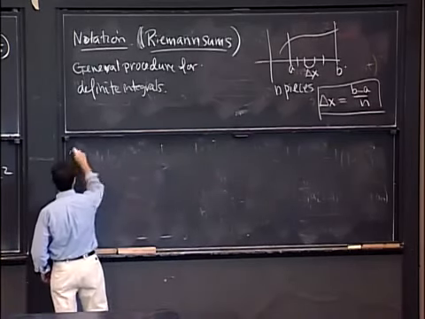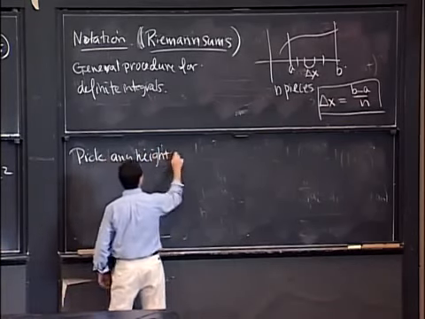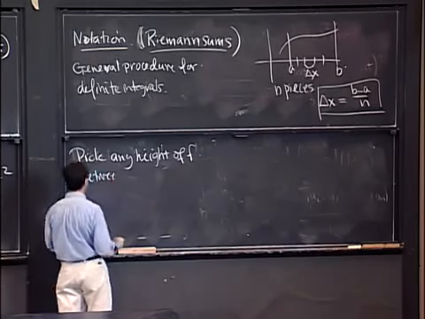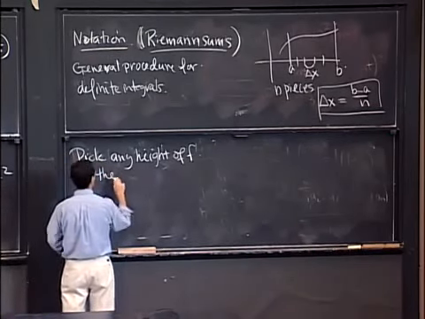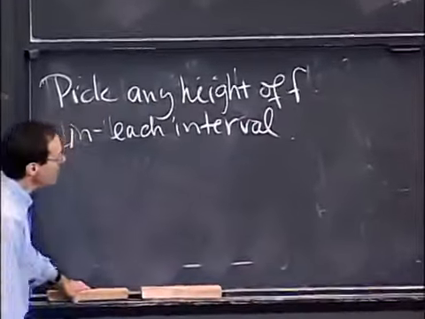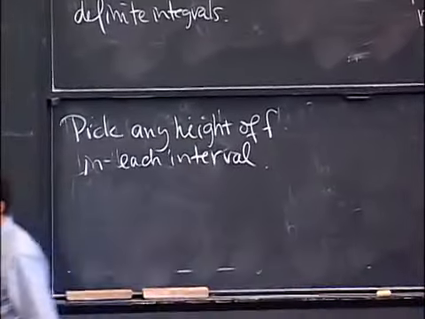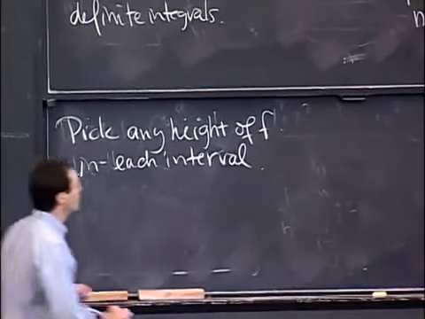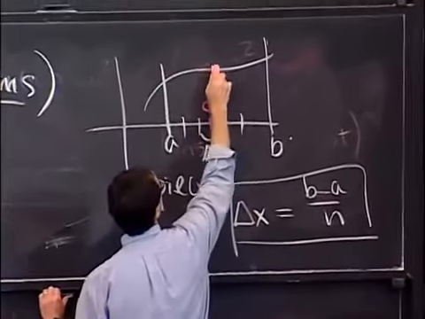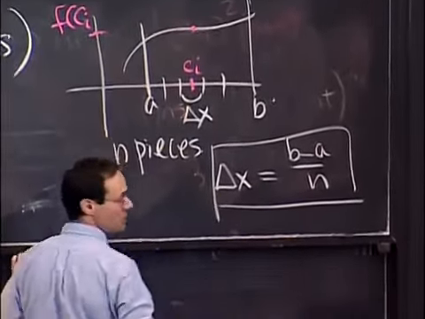And now there's only one bit of flexibility that we will allow ourselves, which is this. We're going to pick any height of f in the interval, in each interval. So what that means, let me just show it to you on the picture here, is I just pick any value in between. I'll call it c_i, which is in there, and then I go up here and I have the level, which is f of c_i, and that's the rectangle that I choose.